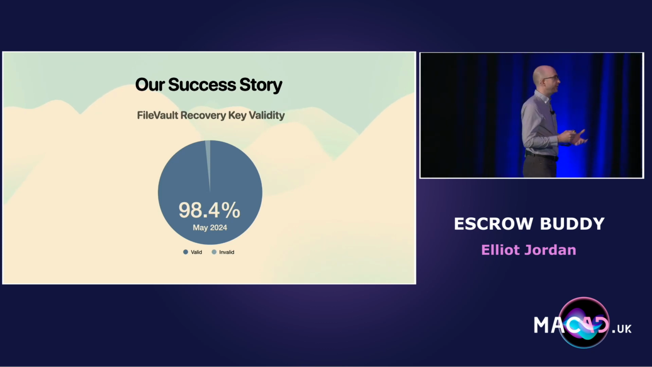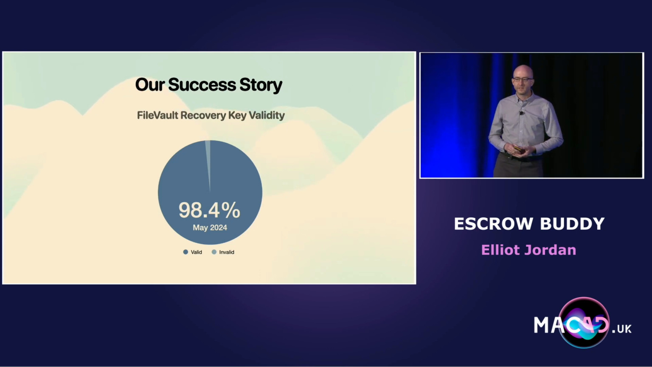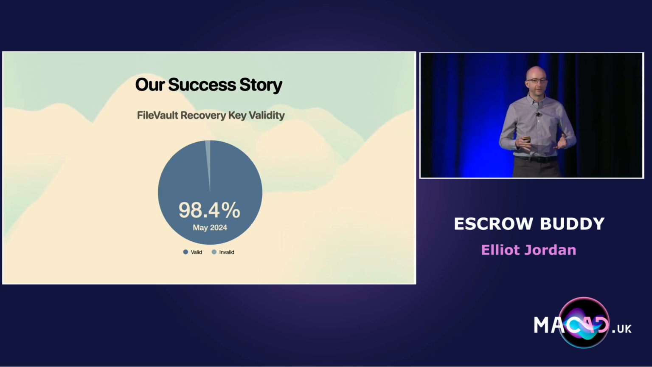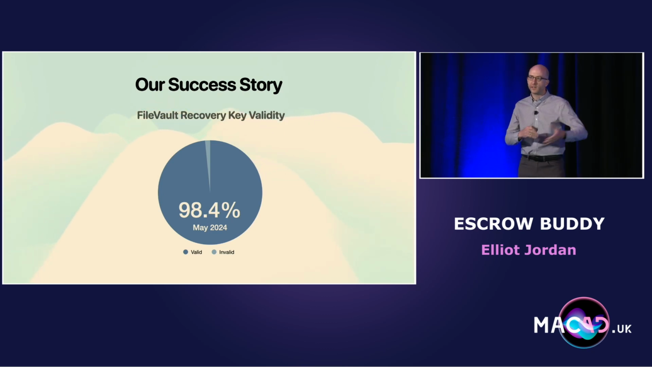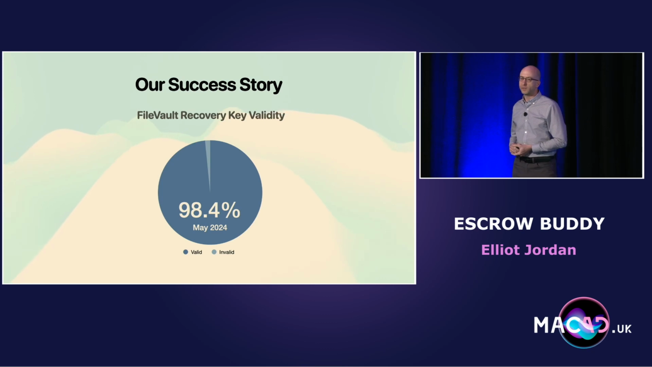So what do you need to do at your organization to have these similar results? So maybe you're starting from 90% already and you just need a bump to get to 100. Or maybe you literally have no PRKs escrowed and you want to start from scratch. Maybe you're migrating MDMs and you want to get all the keys to come with you without a bunch of messing around.